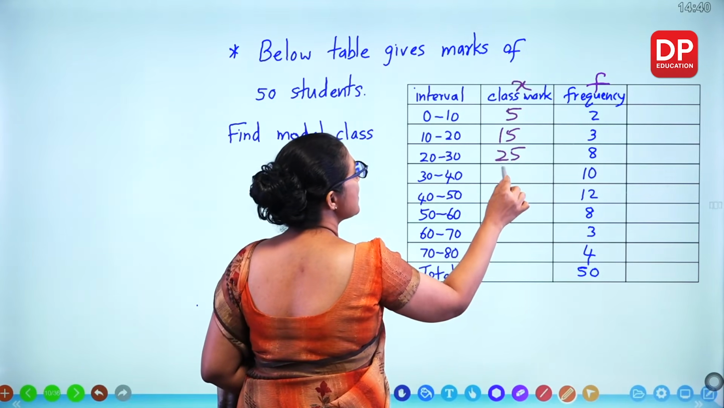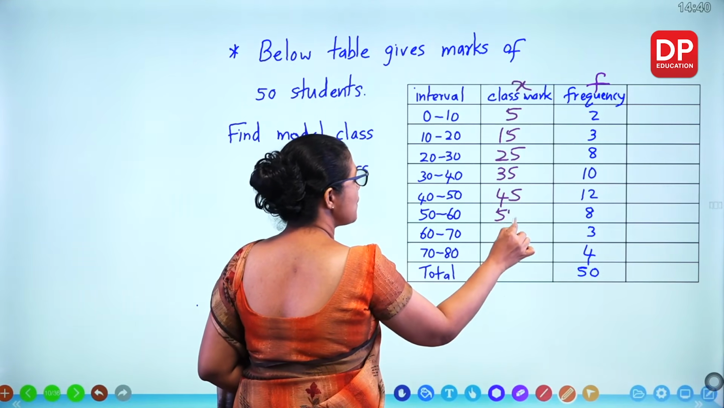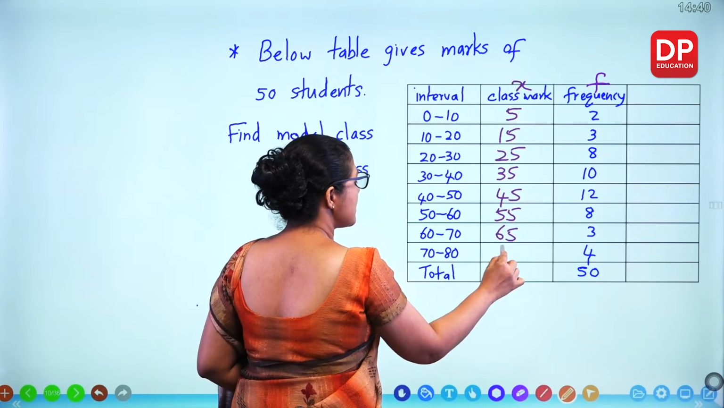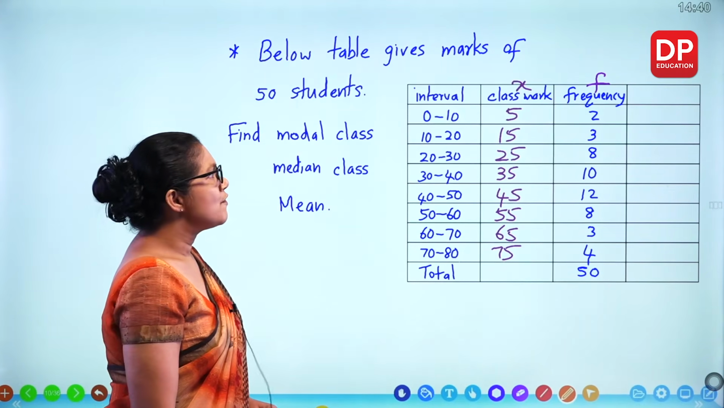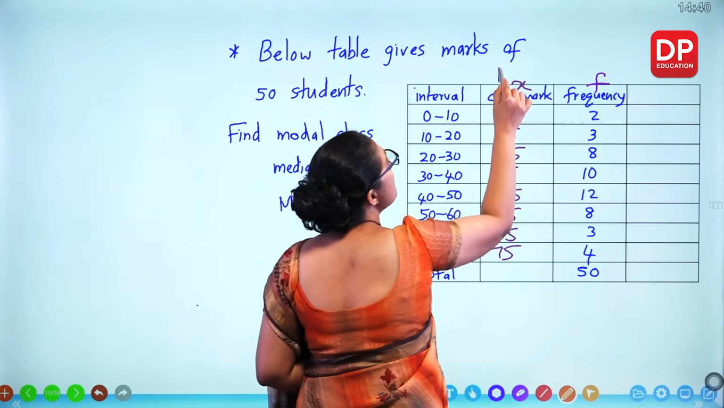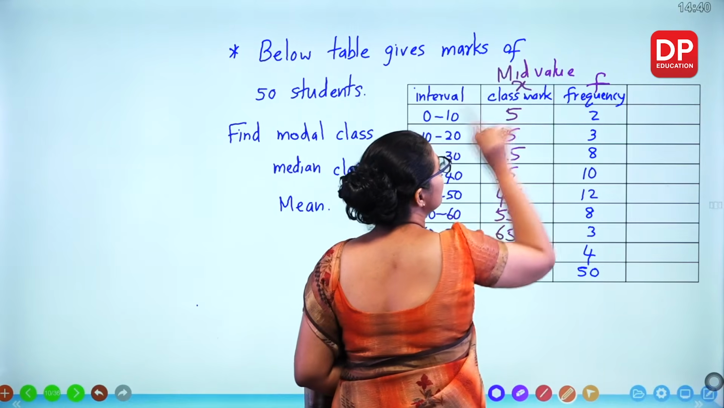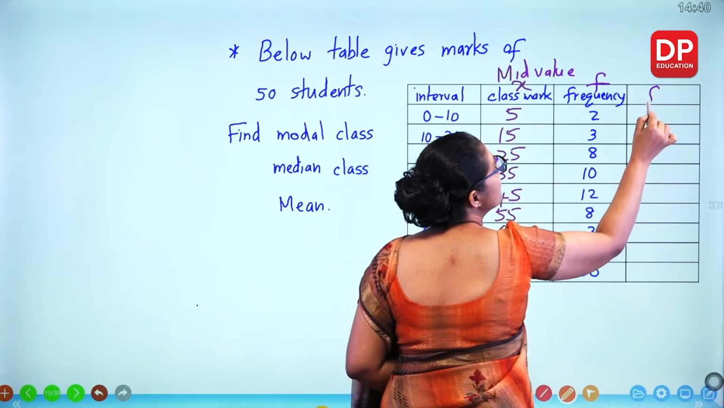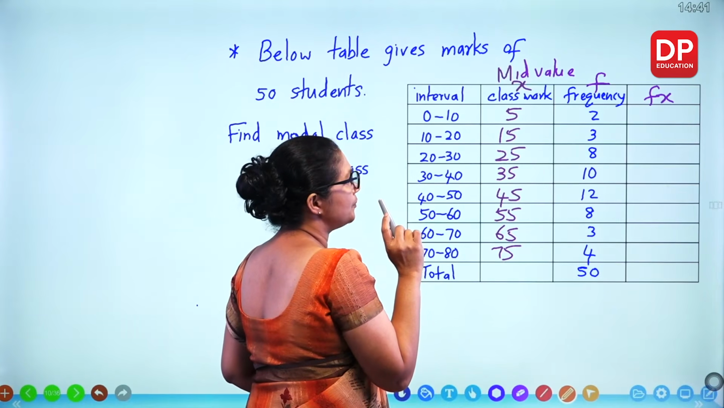So likewise, we see a pattern. 35, 45, 55, 65, 75. Those are the class mark or mid value. So these are mid values. Then we need to multiply and find the fx value.